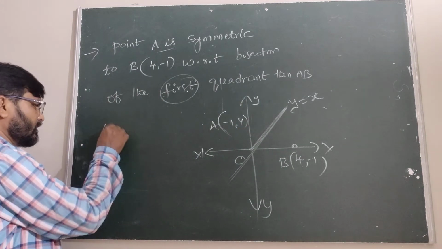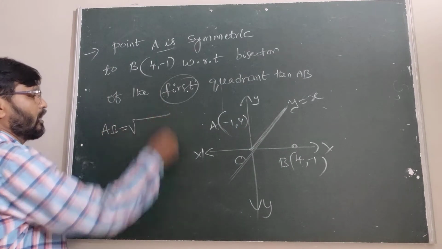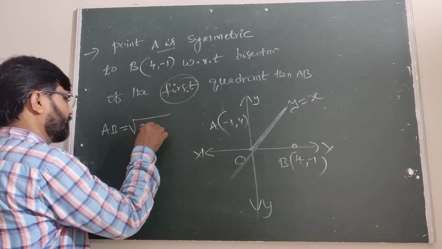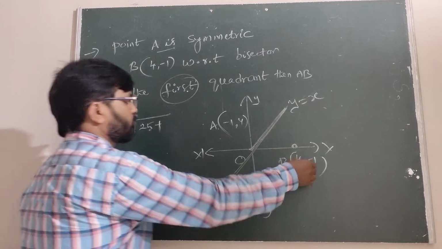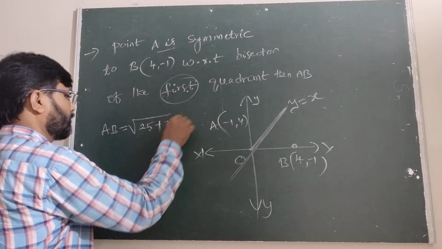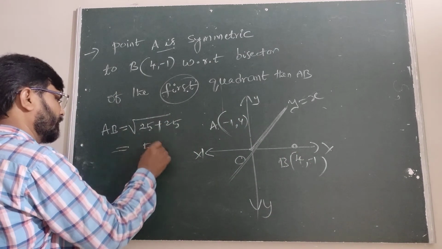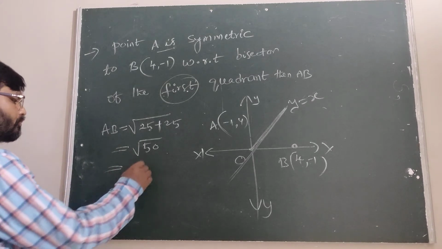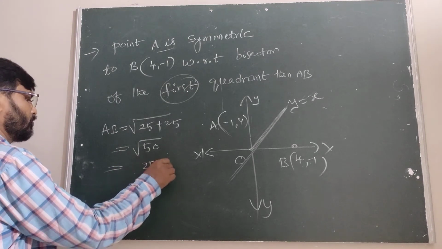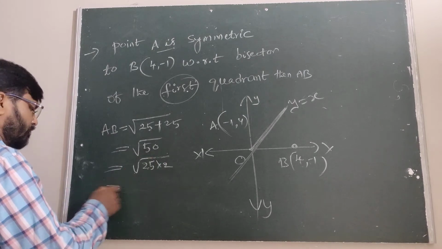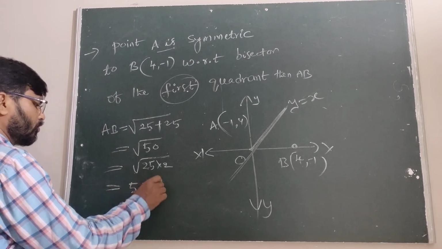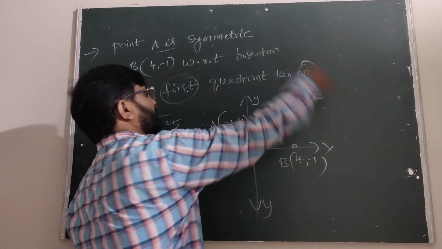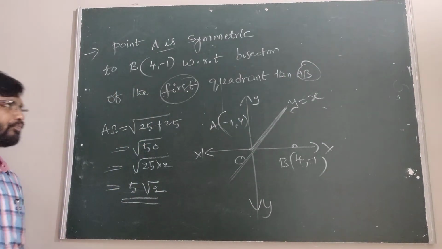Now the distance AB is the square root of (x2 minus x1) whole square plus (y2 minus y1) whole square, that is 25 plus 25. Therefore now this is 50. 50 can be written as 25 into 2. The root of 25 is 5, so 5 root 2 is the distance AB. We have to find the distance AB.